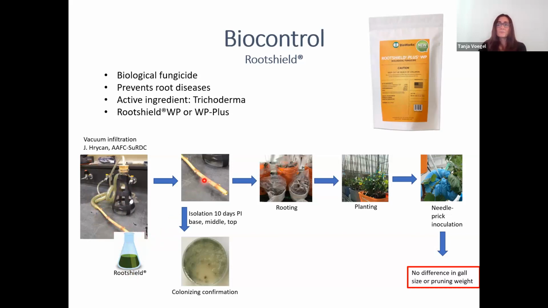10 days after this infiltration, we then just confirmed that the fungus was indeed colonizing the whole cane, and yes, it did. We then rooted the canes, planted them in the greenhouse, and then repeated our needle prick inoculation assay. But unfortunately, galls did develop, but there was no difference in gall size. So the RootShield didn't have an effect when we used it for vacuum infiltration. We've also looked at pruning weight, and there was no effect of RootShield in terms of pruning weight.